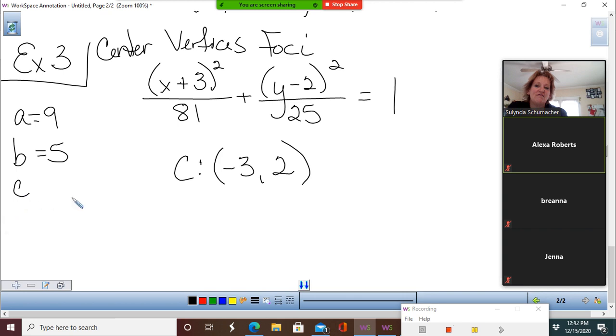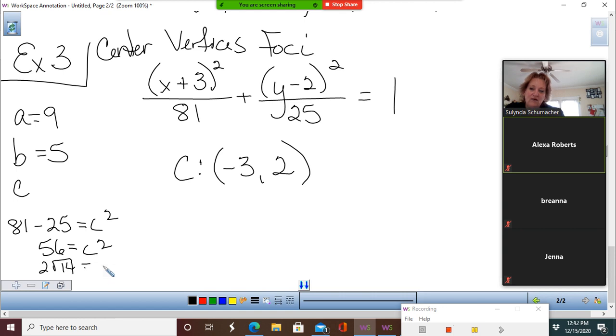To find C, remember it is 81 minus 25 equals C squared. If we subtract those, 81 minus 25 gives us 56. So we have 56 equals C squared, and C equals plus or minus the square root of 56, which is 2 root 14. So our C value is 2 root 14.